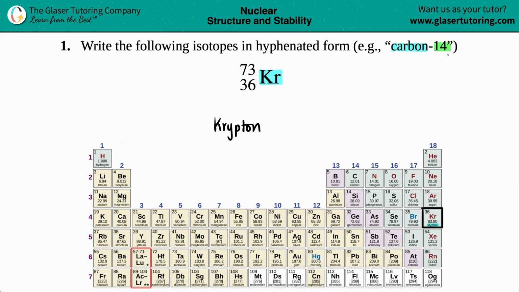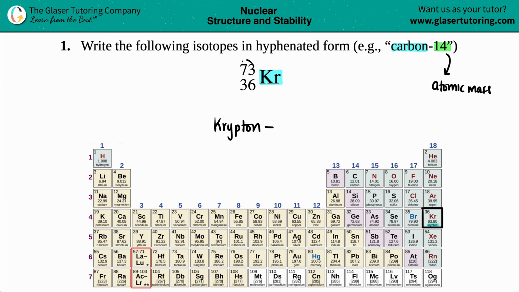Now we just have to attach a number to it. What is it? Krypton... Is it krypton 1, 2, 3? Well, the 14 in the example is always denoted for the atomic mass, because for a given element, the mass can change, right? This could have been carbon 12, carbon 13, carbon 14. So we need to know what mass value we have.